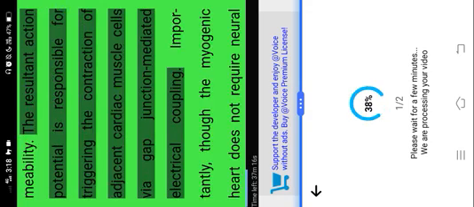Importantly, though the myogenic heart does not require neural inputs to initiate contractions, the autonomic nervous system modulates the rate and force of heartbeat. The sympathetic system increases heart rate and contractility via norepinephrine, while the parasympathetic system decreases heart rate through vagal acetylcholine release. The evolutionary emergence of myogenicity in the heart reflects an adaptation for autonomous circulatory control, particularly important for closed circulatory systems where continuous, reliable pumping is essential for survival.